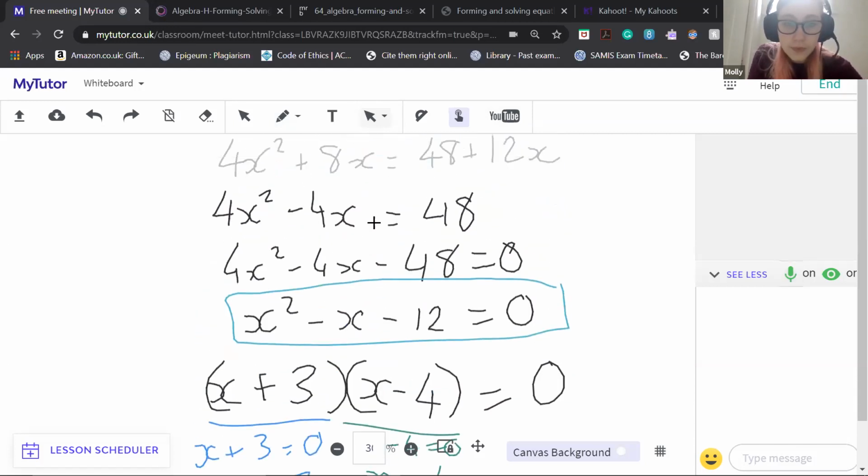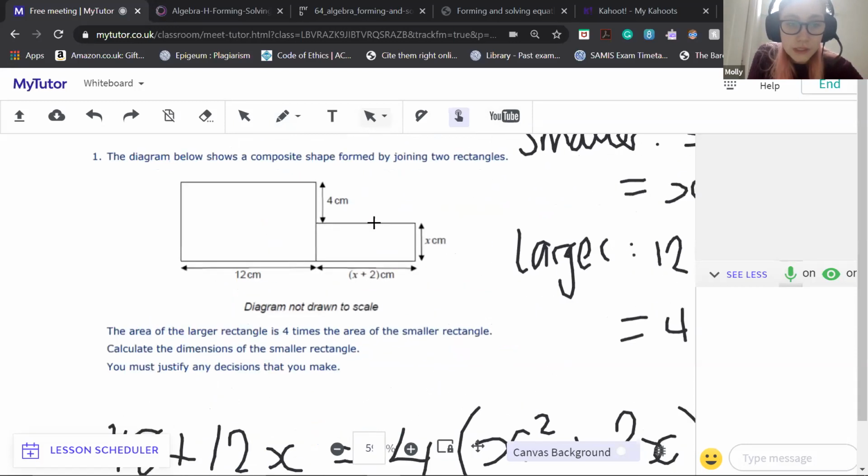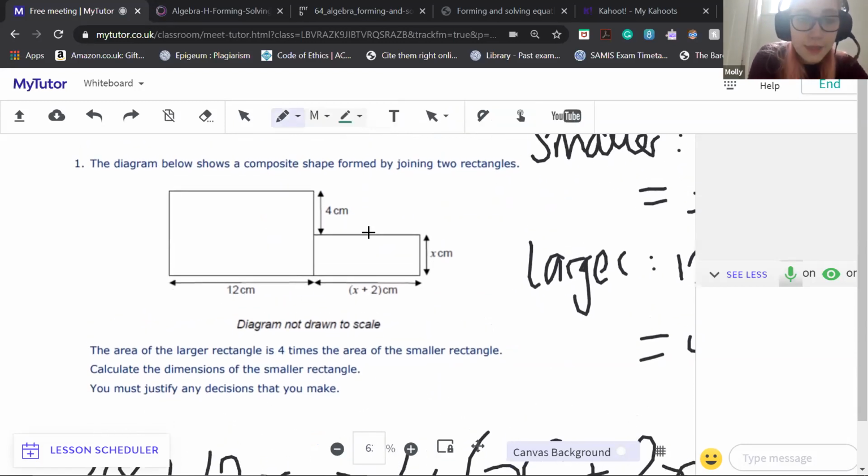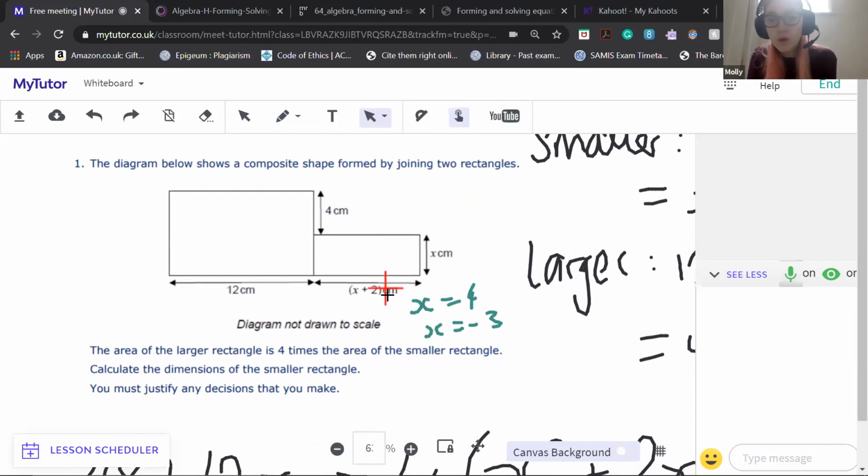So let's look back at what the original question was, and we've found that x is either 4 or minus 3. Now, this is really important with geometry questions. Always check back and see if your answers fit. Who can think of a reason that one of these won't work?